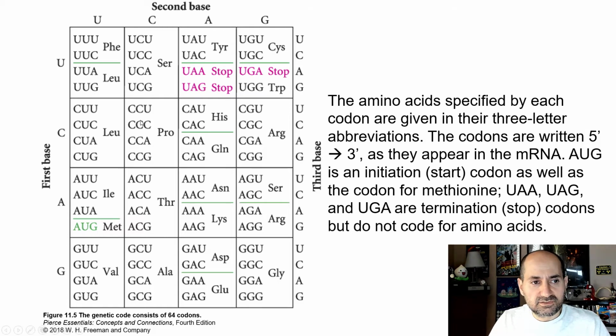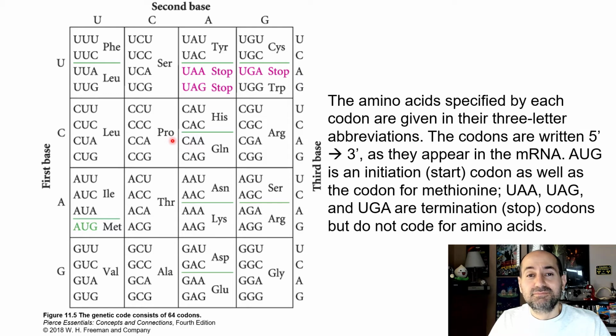And again, look at this. On this table, the codon CCU codes for proline, CCC codes for proline, CCA codes for proline, CCG codes for proline. Why do you think all of these code for the same amino acid, proline? What's the answer to that question?